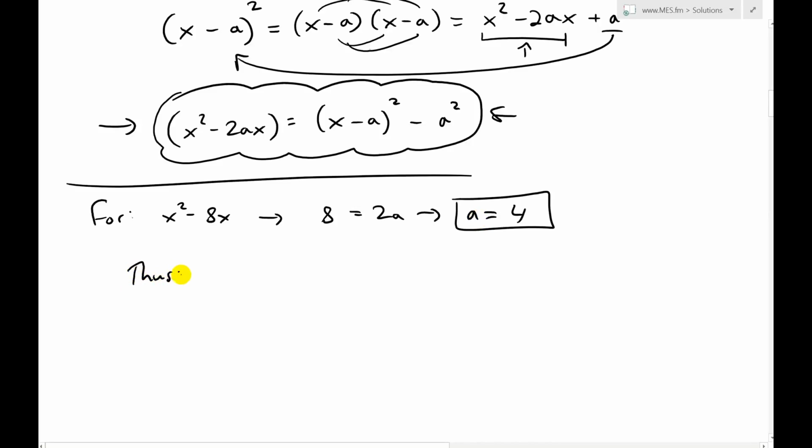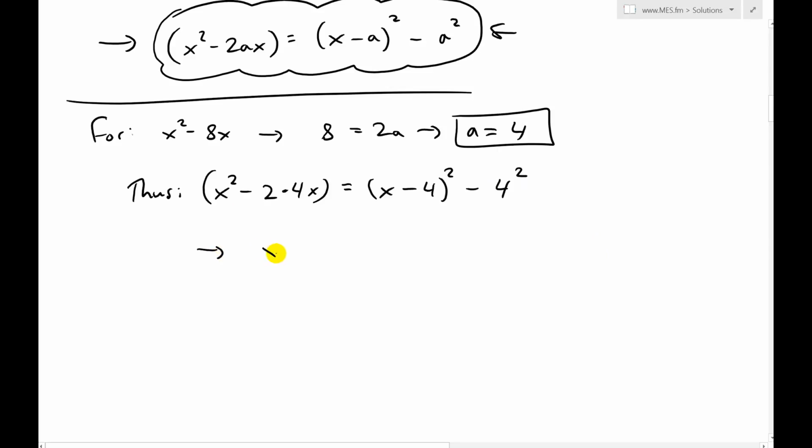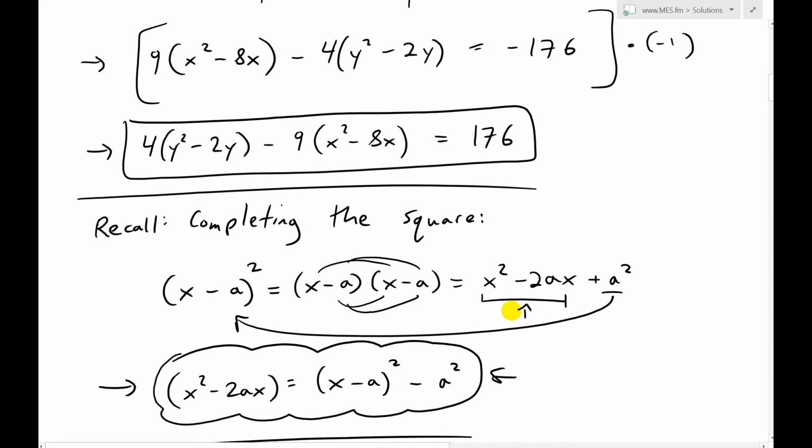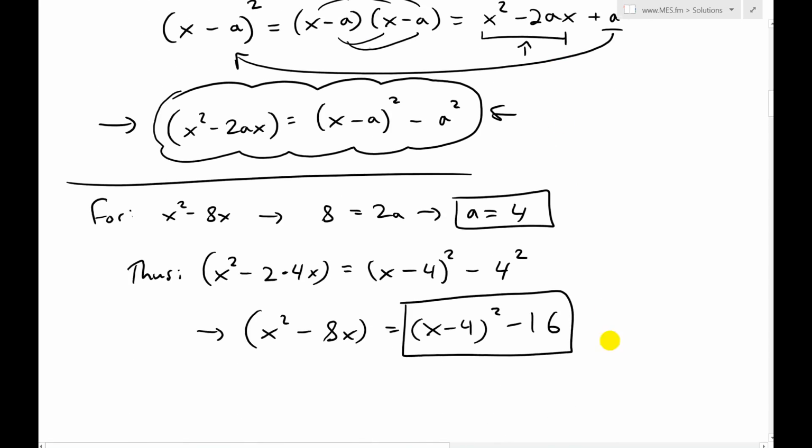So thus, plugging in this formula there, we have x squared minus 2 times a times 4 times x. So that's going to equal x minus 4 squared minus 4 squared, like that. This equals, well, now what we have is our x squared minus 2 times 4 is 8x, and this is going to be equal to x minus 4 squared minus 16. So that's what we have. So this is now going to replace this part right here. And the same thing for here, we could do that as well.